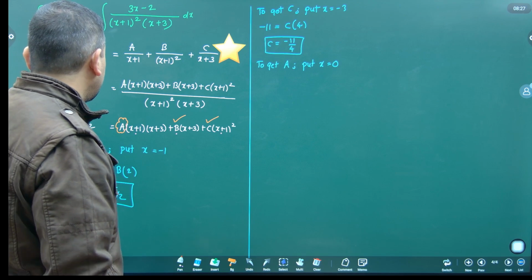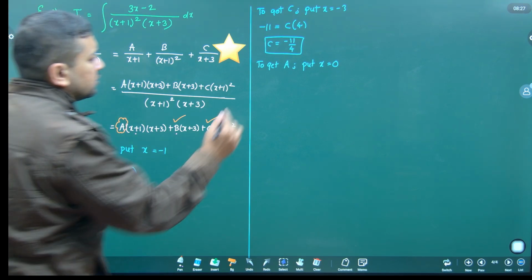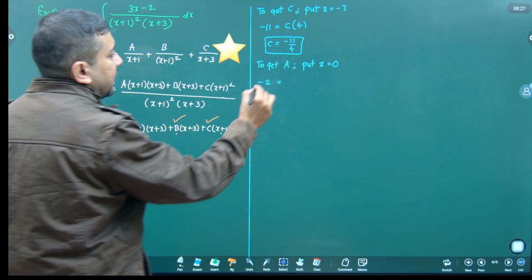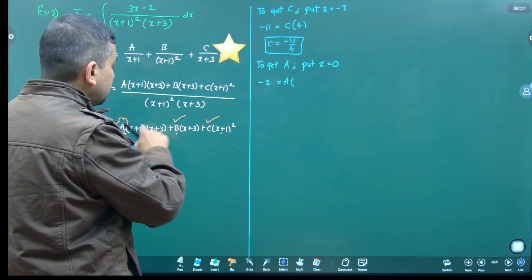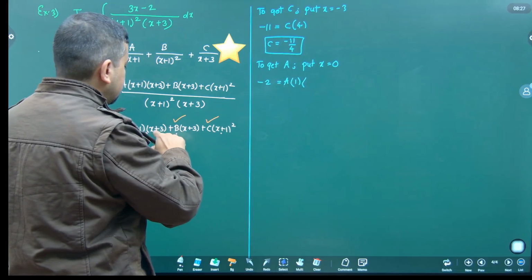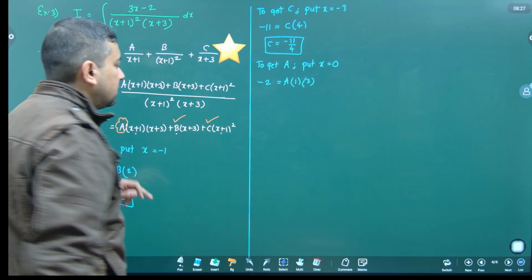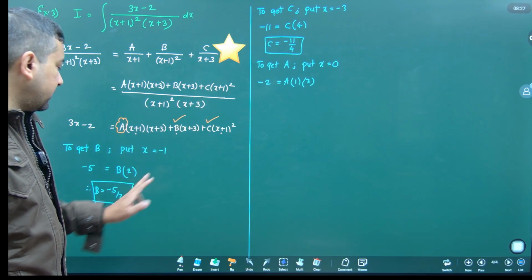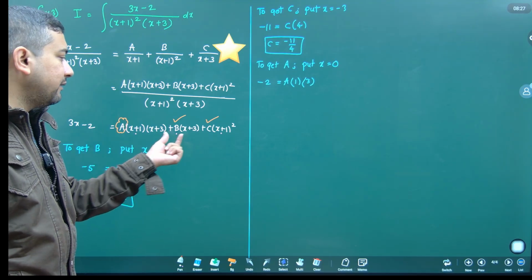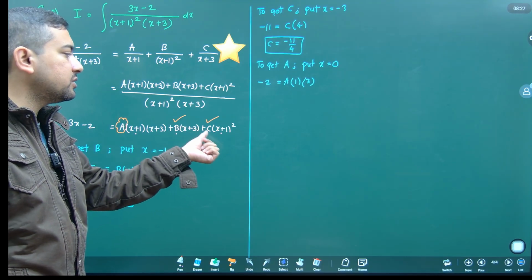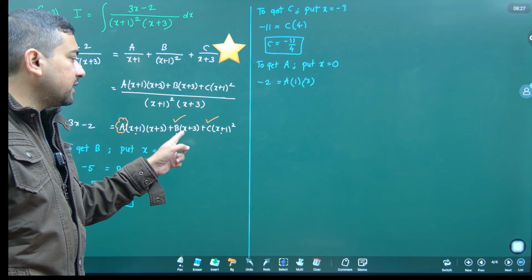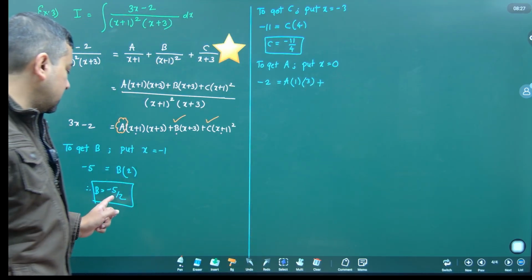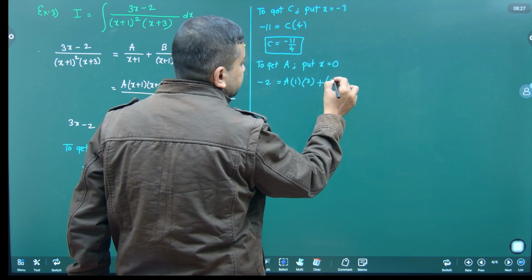So 3 into 0, it will be 0, 0 minus 2, it will be -2. We are finding what? A. So A in bracket, 0 plus 1, it will be 1, 0 plus 3, it will be 3. Correct? Now B and C, we have already found values of B and C. We cannot write B into 0, C into 0, because we are putting x is equal to 0 here. Plus B, what is B? Minus 5 by 2.